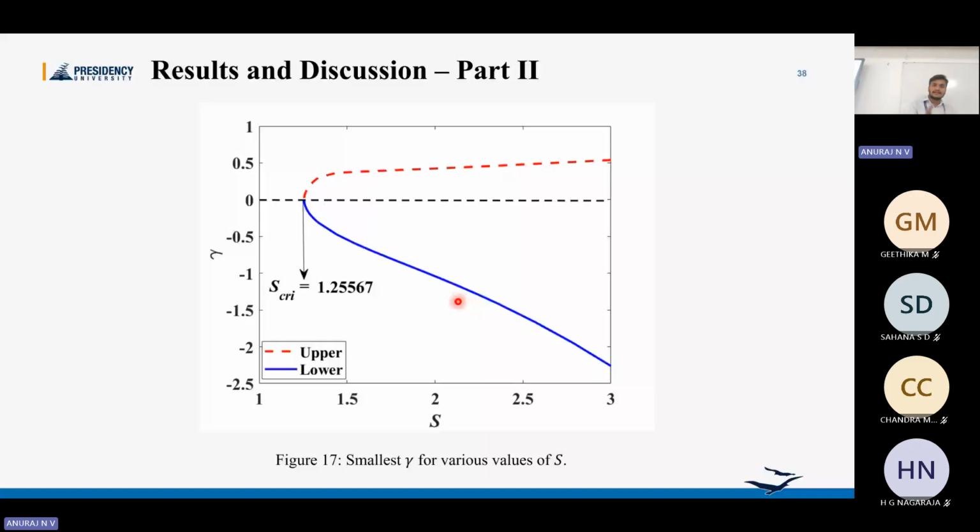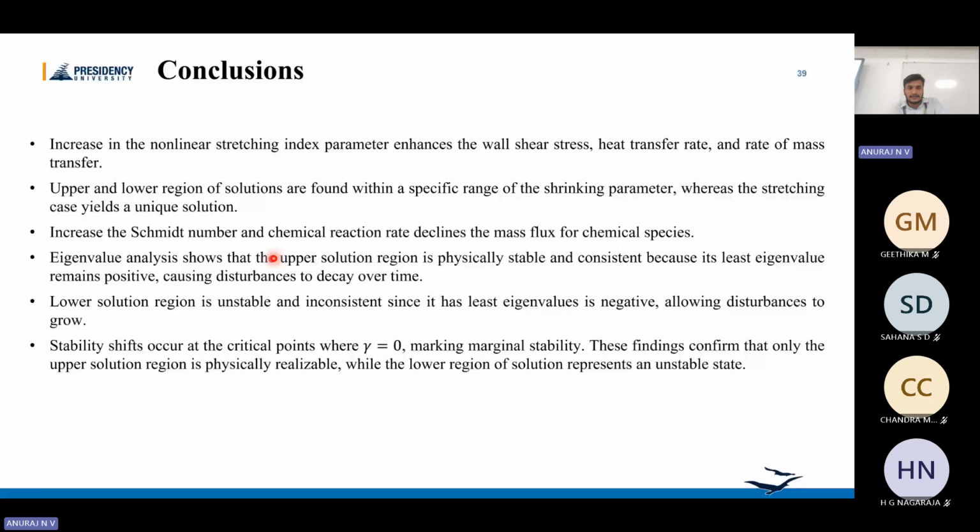But when the initial decay and later decay both happen, the initial decay affects the physical situation, and it becomes the unstable region. And this is the critical suction number, 1.25567. This is for the shrinking case, where lambda is equal to -1. From this number onwards we get two solutions. At that point we get the unique solution. Before that we do not get solutions. That's my analysis here.